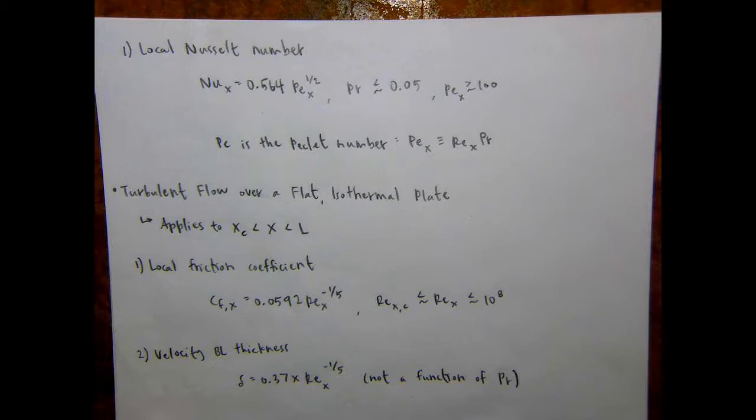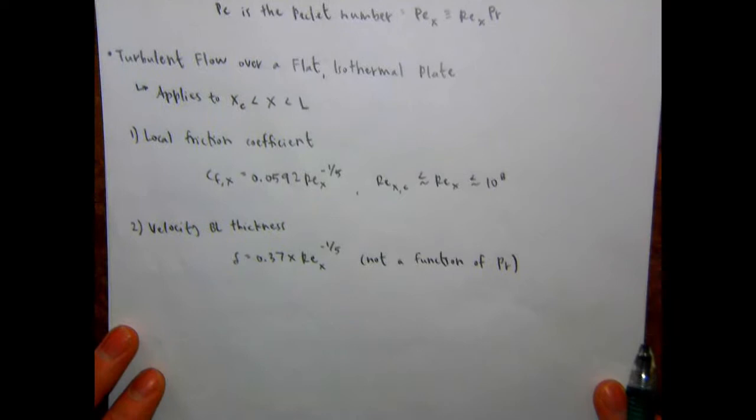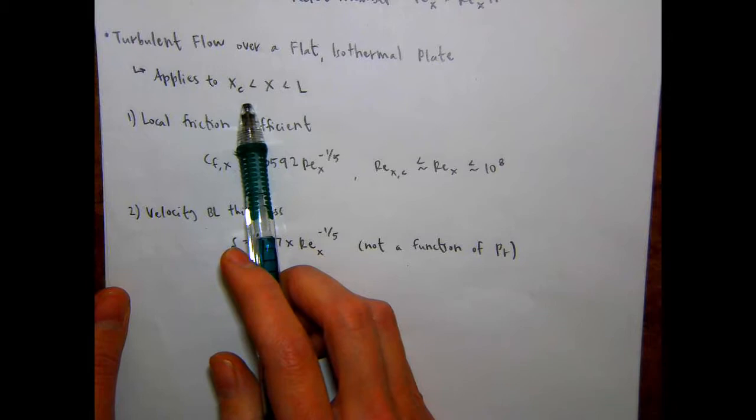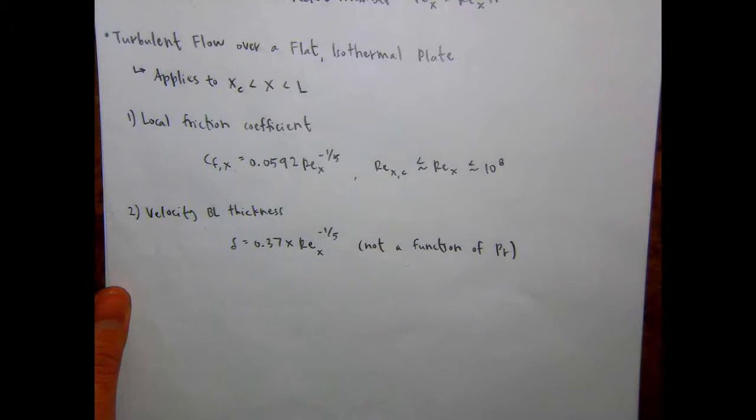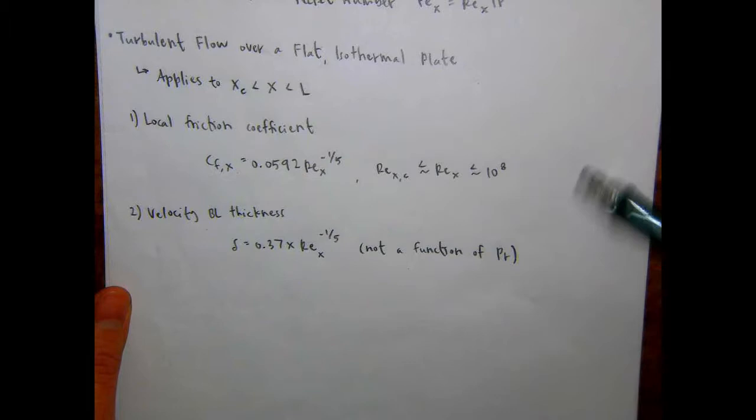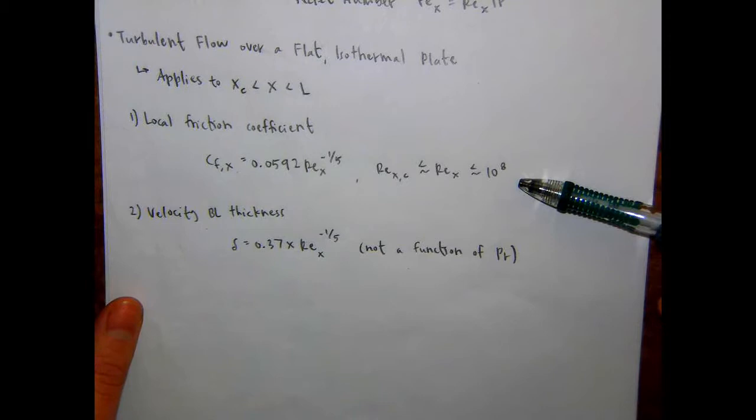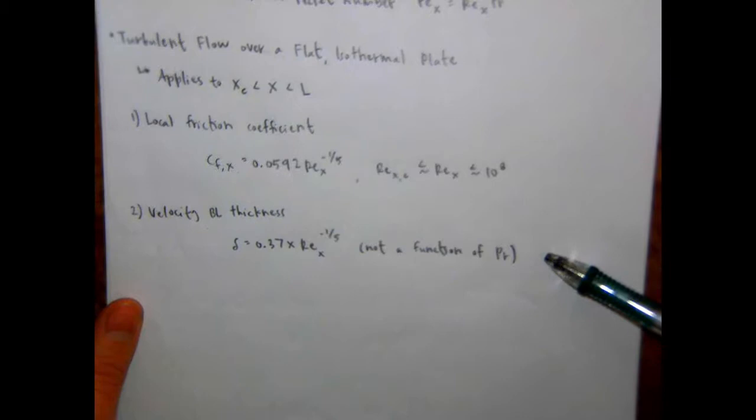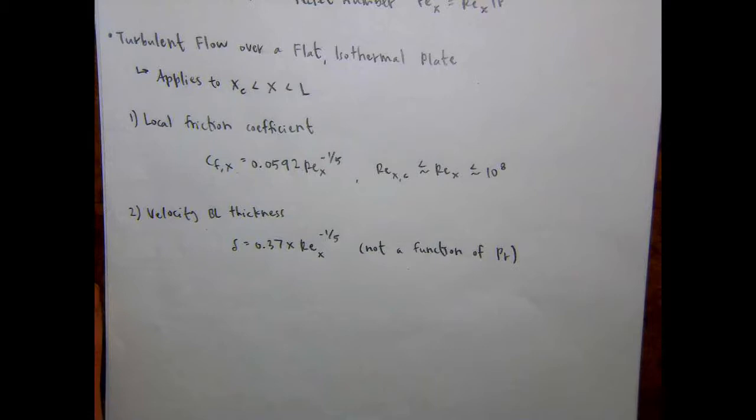So we wrote down turbulent flow over a flat isothermal plate, and these equations apply to positions along the plate after the critical X location until the end of the plate. We have expressions for the local friction coefficient as a function of Reynolds number, applicable in this range of Reynolds numbers, and also the velocity boundary layer thickness as a function of Reynolds number. We mentioned how this is not a function of Prandtl number, because in the turbulent boundary layer, the development of the boundary layer is affected much more by turbulent mixing than by diffusion. So the thickness isn't governed by the Prandtl number, which is that ratio of momentum to energy diffusion. Okay, we can also write down an expression for the local thermal boundary layer thickness.